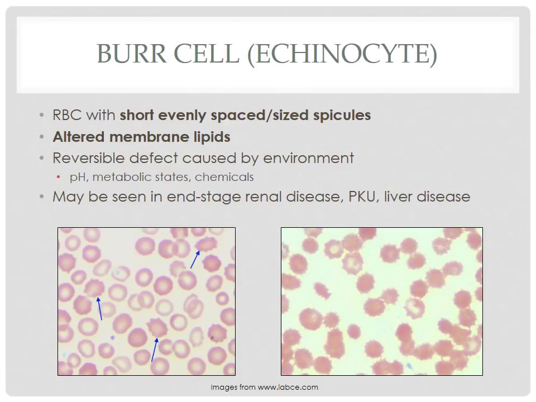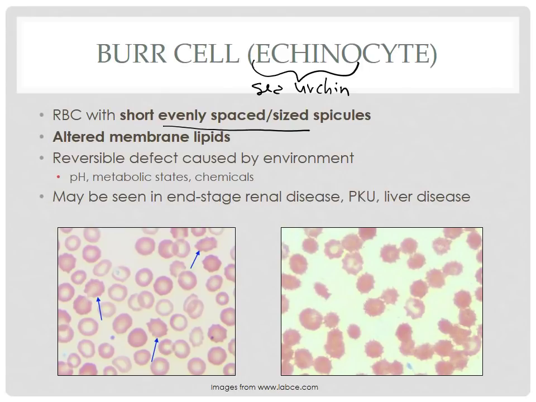Burr cells or echinocytes on the peripheral smear. Echino, which is right here, actually means sea urchin. So if that is helpful for you to remember what the name means. These are red blood cells that have very short but evenly spaced and evenly sized spicules, so little spikes coming out of it. But this evenly spaced and sized is important. This is due to a membrane issue with the lipids.